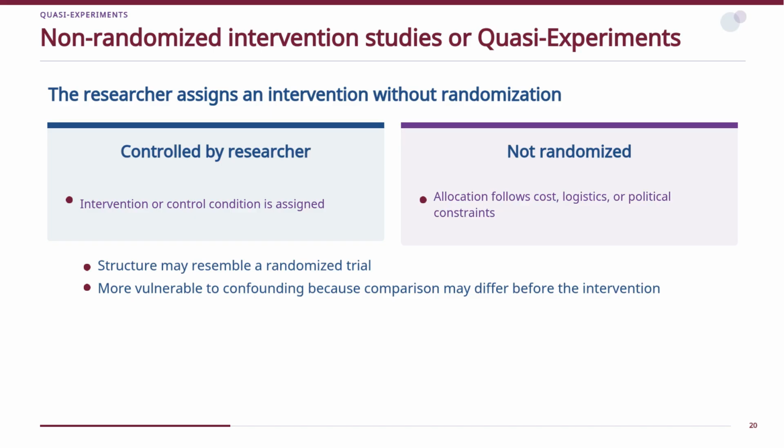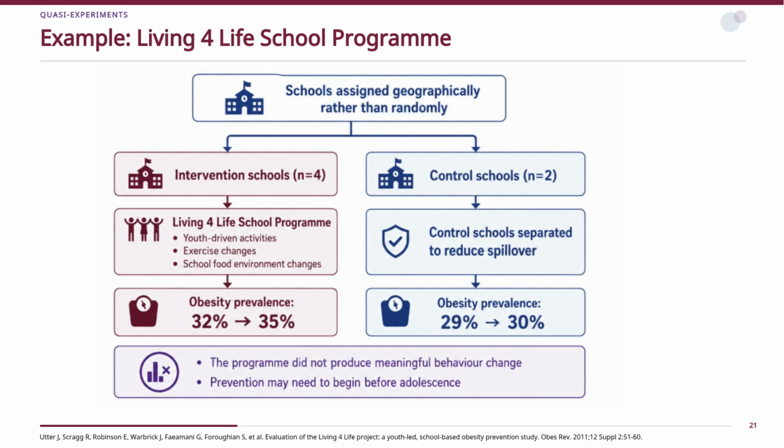not assigned randomly. For example, the Living for Life study tested a school-based program to prevent obesity among adolescents in New Zealand. 6 schools took part. 4 schools received the Living for Life program, while 2 similar schools served as controls. The schools were assigned based on their geographic location rather than randomly, so this was a quasi-experimental study.